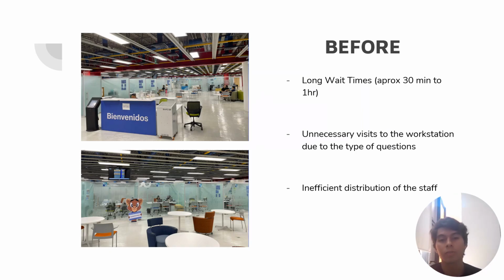So here we can observe which is the current process that is followed in the workstation of tech services. As I told you earlier, it is a really simple process. Basically, the student arrives over there, he receives a turn, and then he has to wait some time to be attended by an agent of a specific area. There were 3 main issues that we identified in this process. First of them is that waiting times are really long. They vary between 30 minutes to 1 hour.